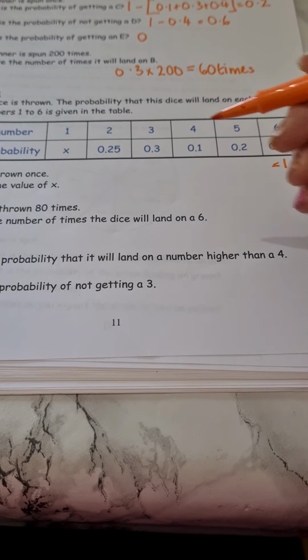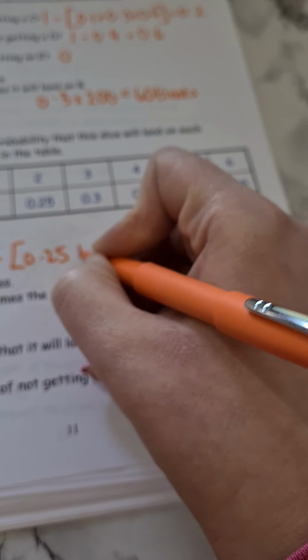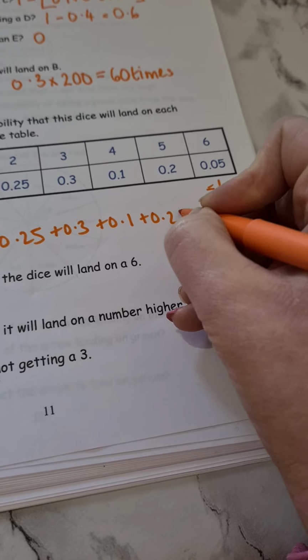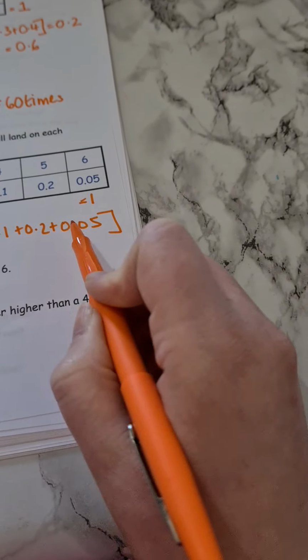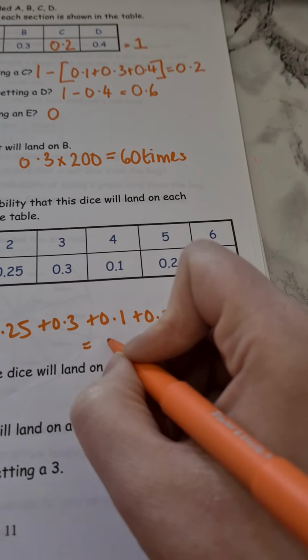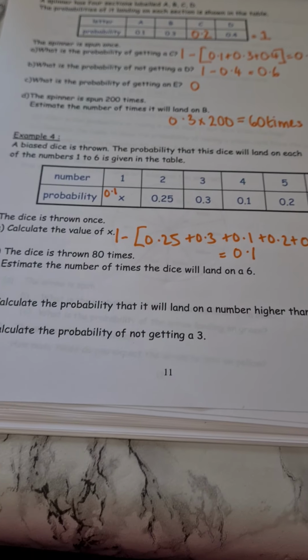So what we'll do is we'll add up the probabilities we've been given, and we'll take them away from 1. We'll quickly just jot those down. And that is 0.65, which gets you an answer of 0.1. And again, I'll just put it into the table as well.